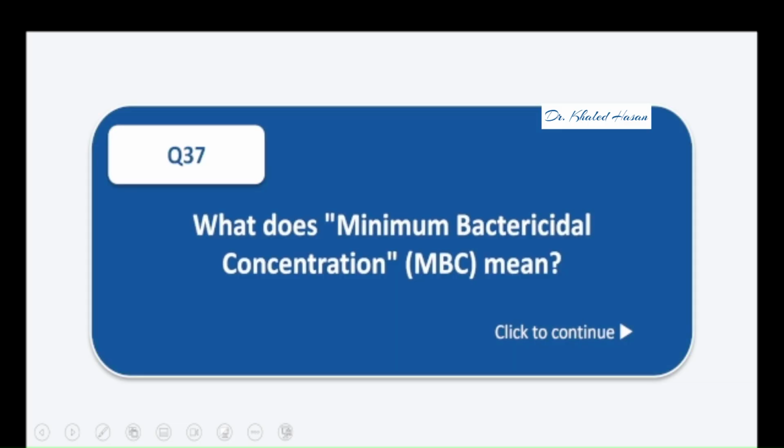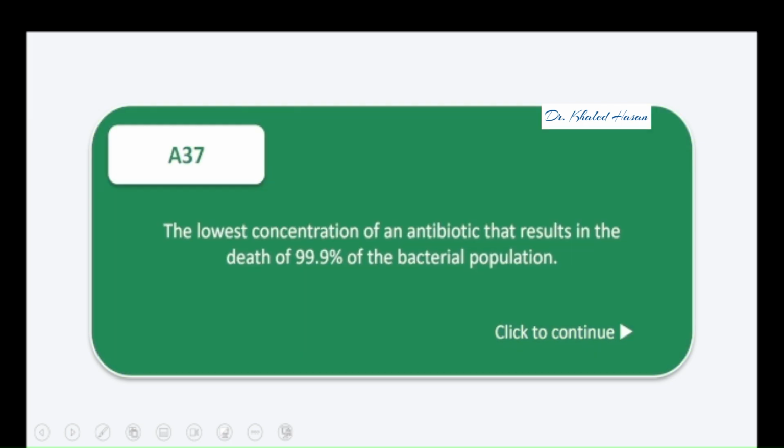What does minimum bactericidal concentration mean? The lowest concentration of antibiotic that results in the death of 99.9% of the bacterial population.